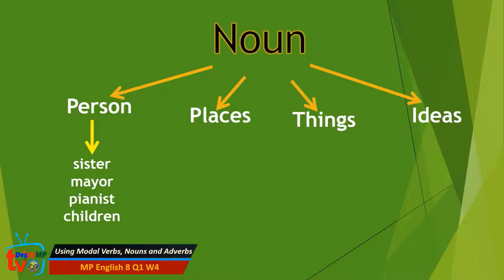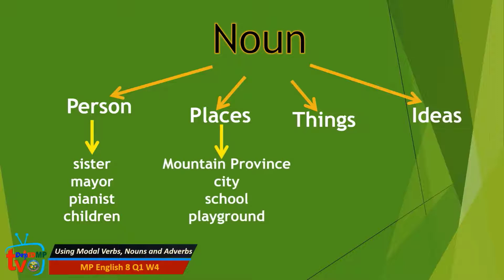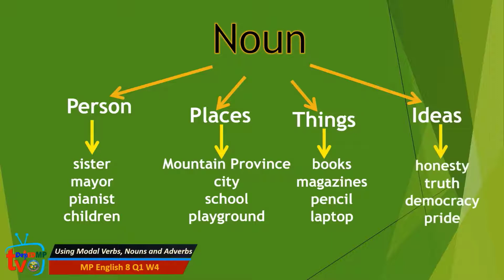Examples of person, we have sister, mayor, pianist, and children. For places, we have mountain province, city, school, and playground. Examples under things, we have your books, your magazines, pencil, and laptop. And for ideas, we have honesty, truth, democracy, and pride.